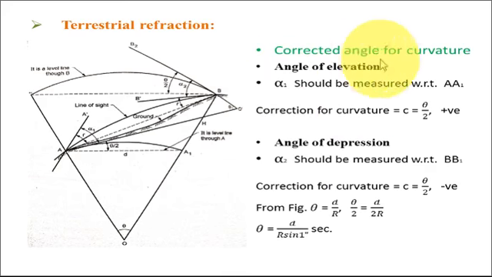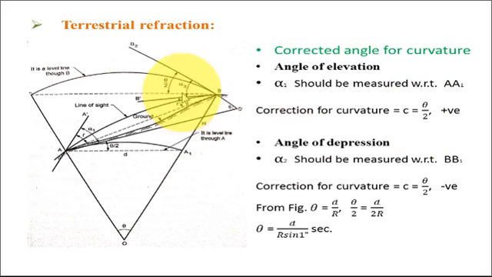Now corrected angle for curvature. Now angle of elevation. We are interested in the true angle. These two dotted lines indicate the true angle. Now the angle correction for curvature means theta by 2. It is because of the curvature of the earth. So theta by 2 appears in between these two dotted lines. That means you have to add. That's why positive sign. So the correction for curvature is positive, theta by 2.